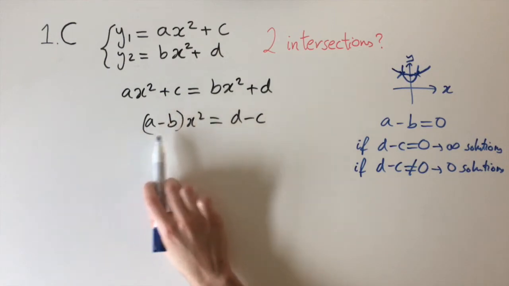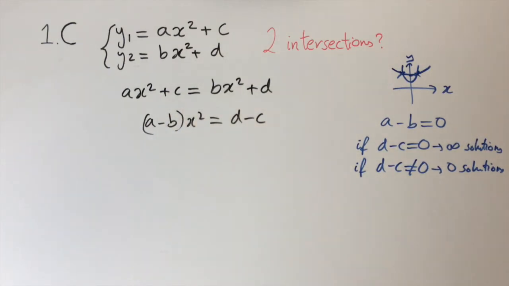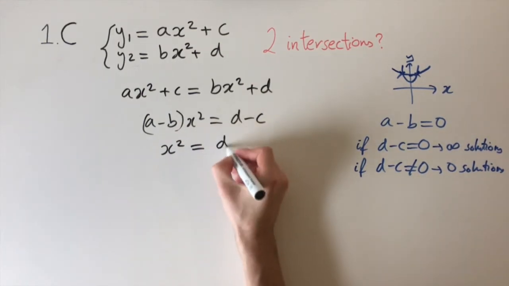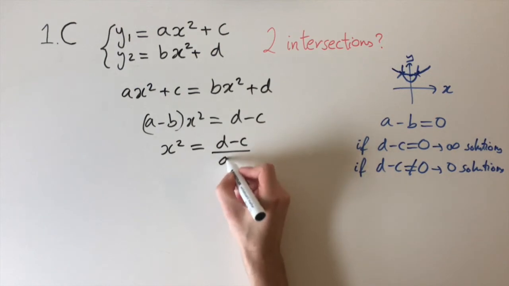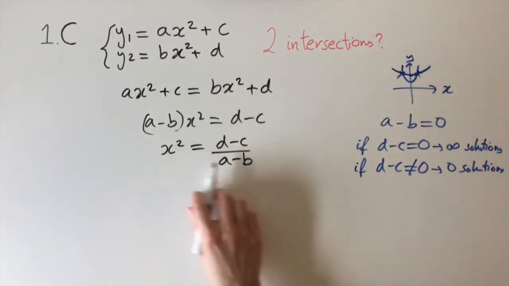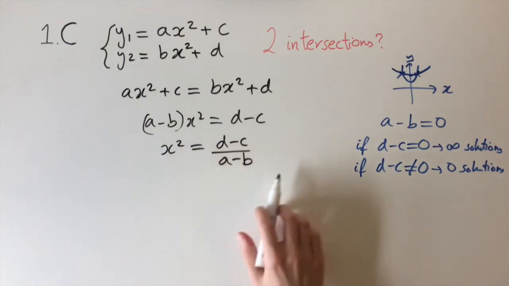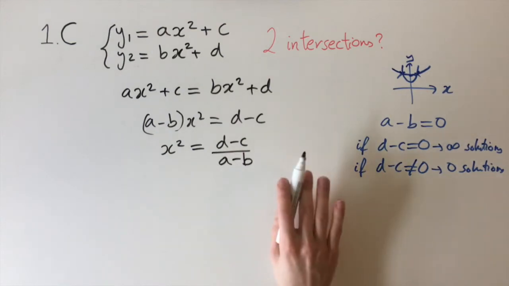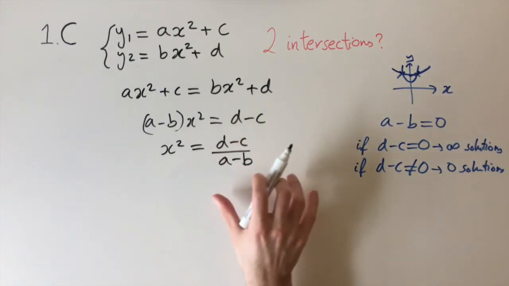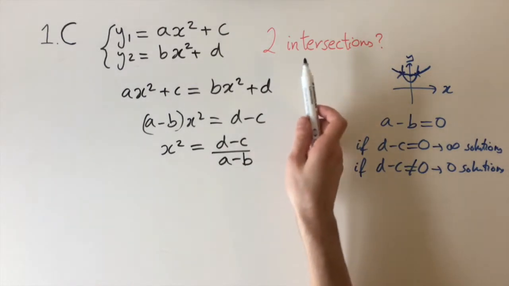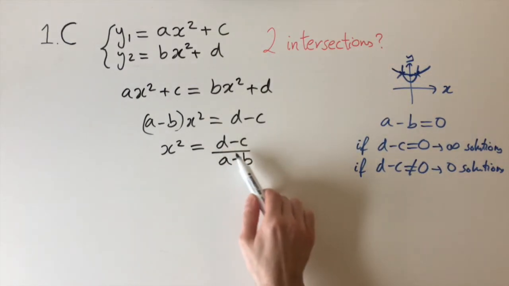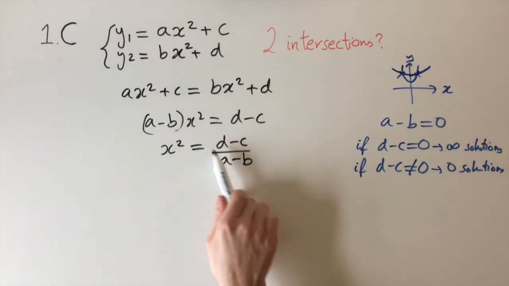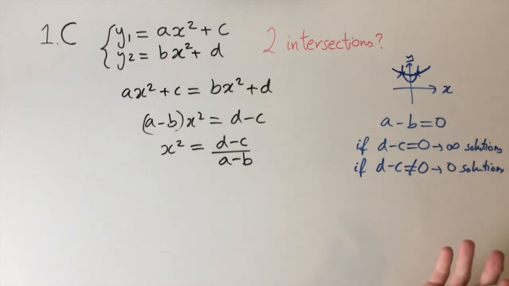If we assume this is not 0, then that allows us just to divide through. So dividing through by a minus b, we have x squared equals d minus c over a minus b. We're trying to solve this, so we can just take the square root. And now the question is, when is this positive? If this is positive, we can take the square root, that's fine. If it's negative, we're not going to have any real solutions. So to get exactly two intersection points, we need this to be strictly positive. If this is 0, then we only have one solution when x is 0. If it's positive, we have 2. If it's negative, we have no solutions.